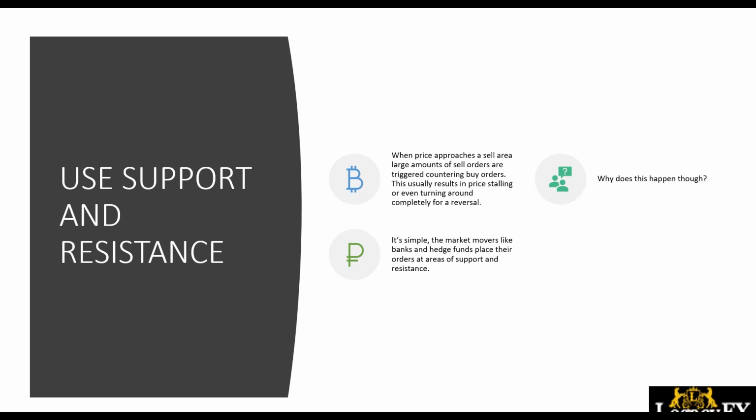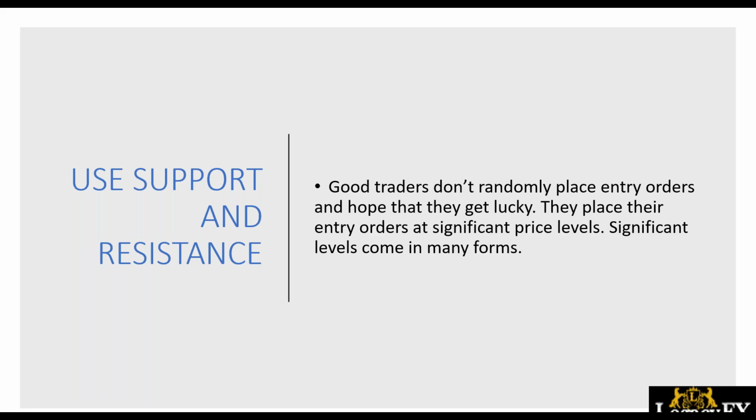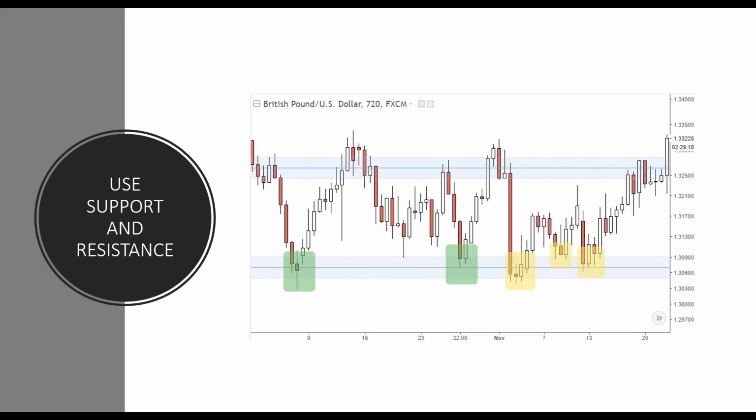Why does this happen? It's simple. The market movers like banks and hedge funds place their orders at areas of support and resistance. Good traders don't randomly place entry orders and hope they get lucky. They place their entry orders at significant price levels. Significant levels come in many forms. So I'm going to share with you a little prepared presentation on how to go about placing your support and resistance areas on your charts. And then we're going to combine it with a couple of indicators to build our trading strategy.